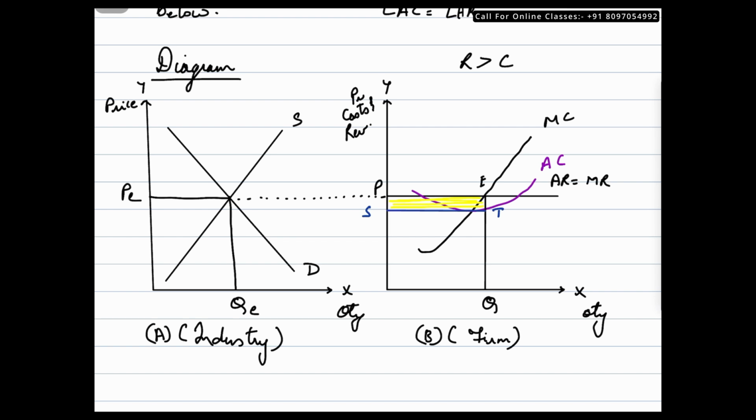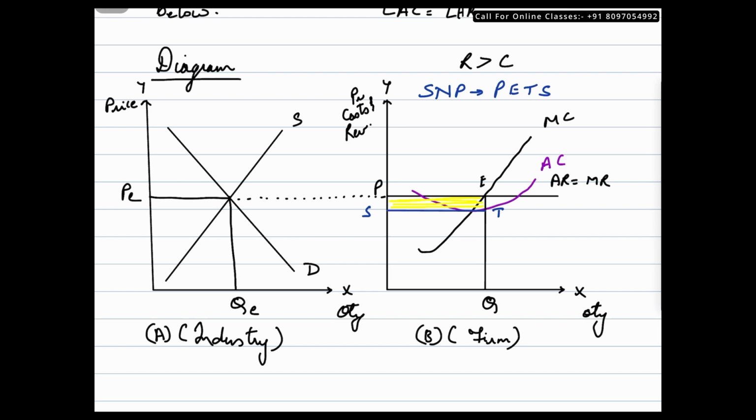I'll label it as well. So supernormal profit is equal to P, E, T and S. Now whenever a firm is making supernormal profits, it would encourage the firm to expand its operations. It would also encourage all the potential firms to enter the market because this is a very lucrative amount of money that this firm is earning from its operations.